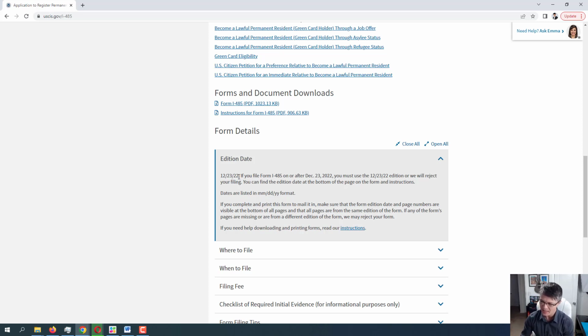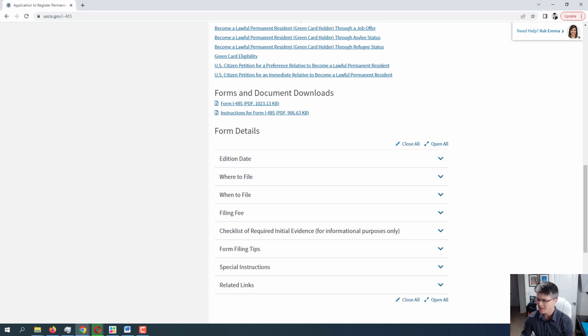As you can see, it was very recently updated, on December 23rd, 2022, so just about 2 months ago. And you can see how important it is: if you file form I-485 on or after December 23rd, 2022, you must use the new 12/23/22 edition, or we will reject your filing. As you can see, it's extremely important to file the updated version.